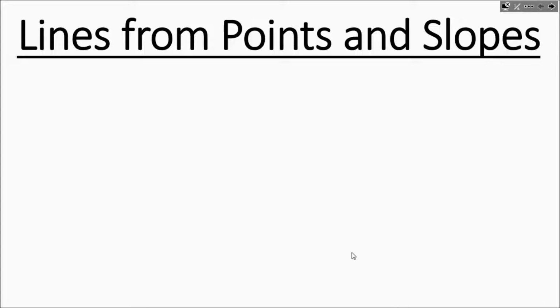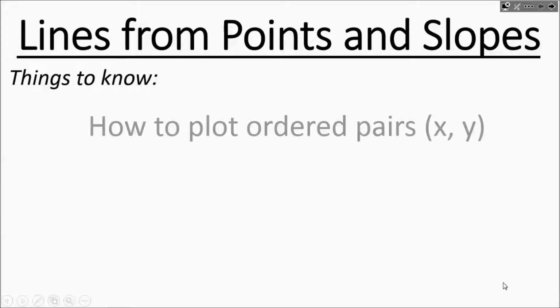All right, this presentation's covering how to create a line when you're given a point and a slope. The things you're going to need to know for this are how to plot an ordered pair on a coordinate plane, just taking a point (x, y) and putting it on a coordinate plane. And you also need to understand how to apply the slope.